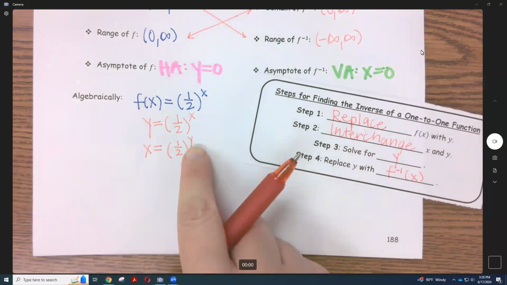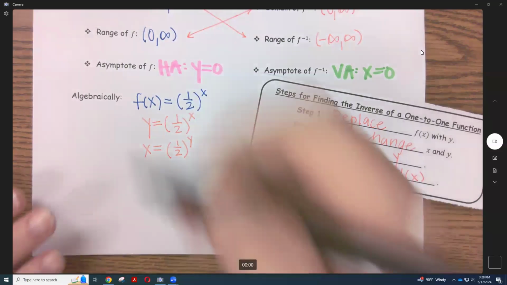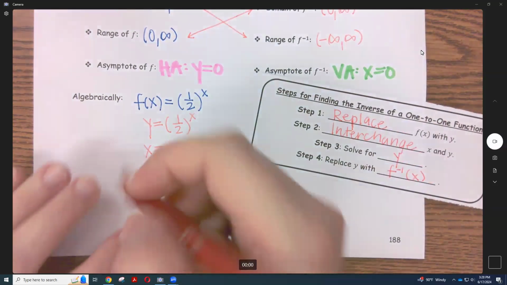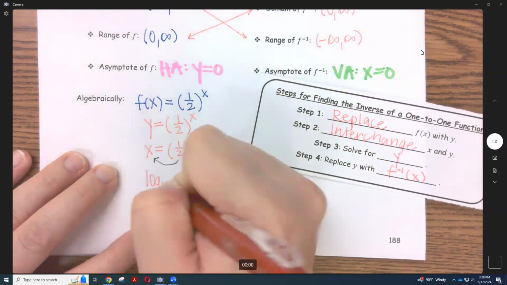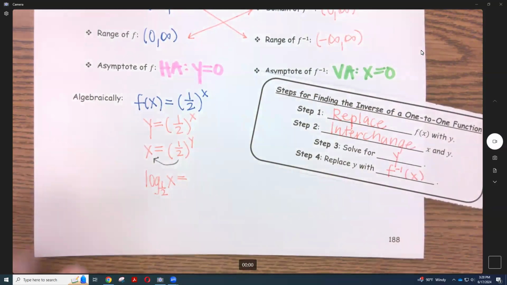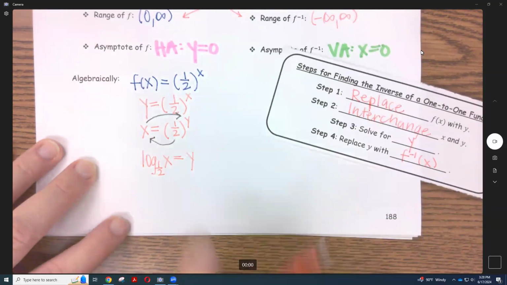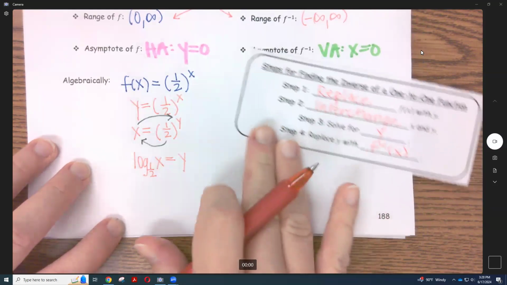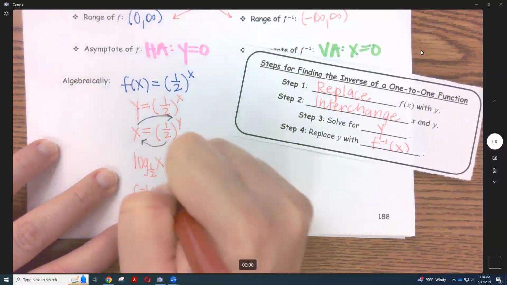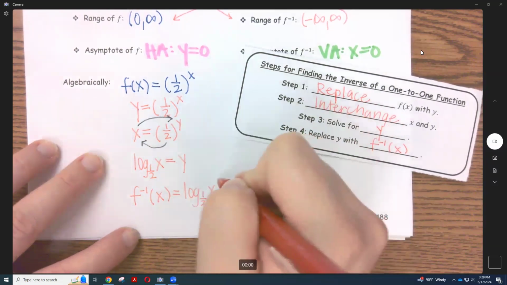I can't solve for y because it's in the exponent position. What I have to do is rewrite this. So when I rewrite this, this goes from base to the other side of the equals. So this is log with a base of 1/2 of x, and that equals what's left over, y. So now we've solved for y, it is by itself, and now replace y with your inverse notation. So the inverse of x equals log base 1/2 of x.